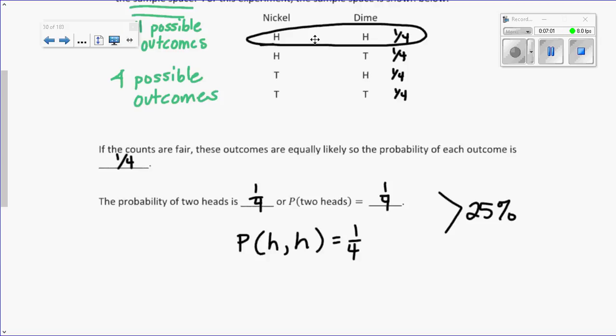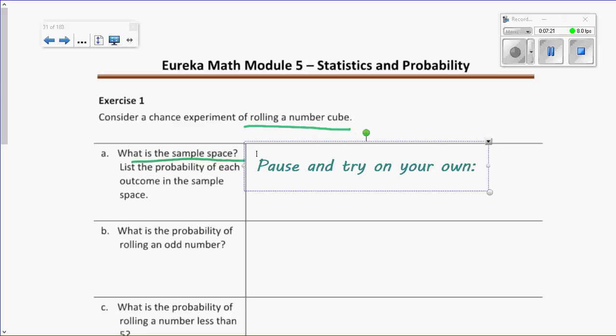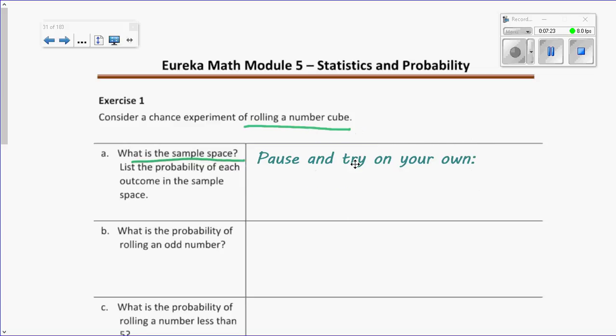Okay, how about exercise 1? What is the sample space of rolling a number cube? So consider a chance experiment of rolling a number cube. What is the sample space? List all the possible outcomes. Okay, go ahead, pause and do this on your own. Okay, if you're all done, did you get 1, 2, 3, 4, 5, 6? Those are all the possible outcomes.